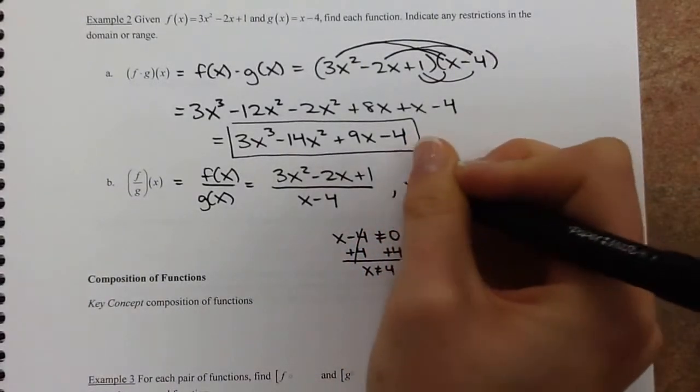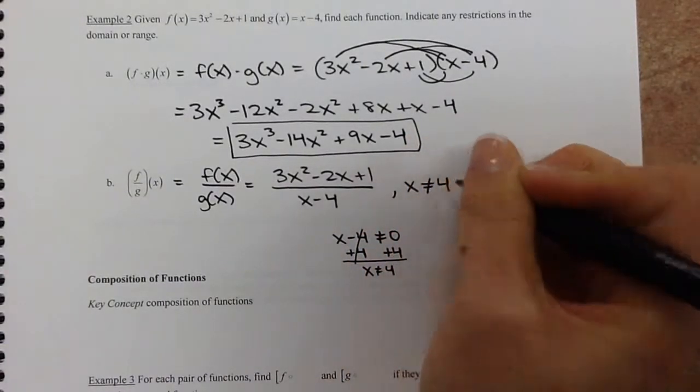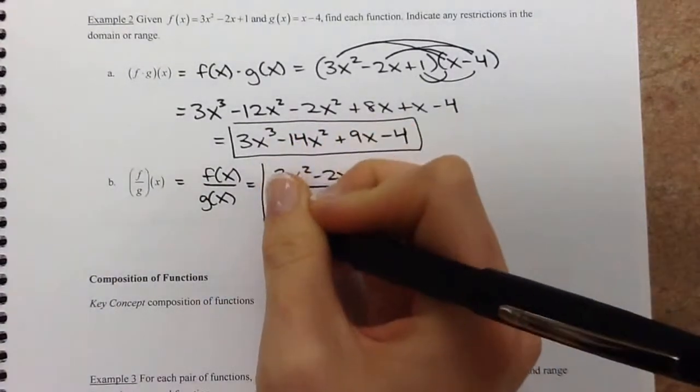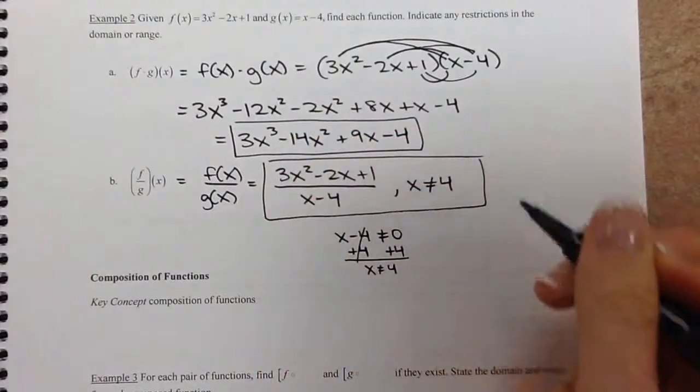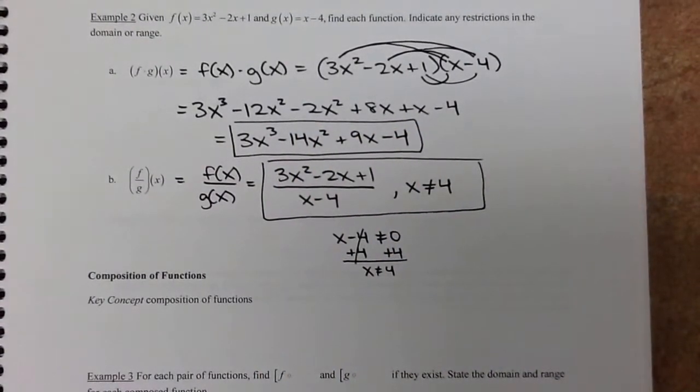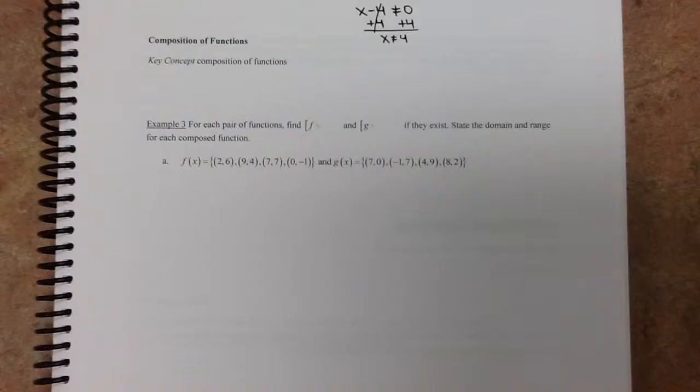So this function works as long as I don't try to plug in a 4, because if you plug in a 4, you'd have 4 minus 4, which would be 0 in the denominator. I can have 0 in the numerator. That's something that you guys get mixed up with. You can definitely have 0 in the numerator, but you can't have 0 in the denominator.